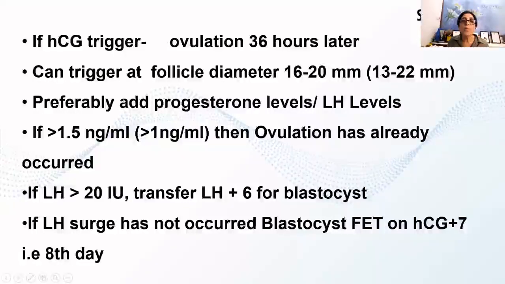It is, I would say, a must to add progesterone levels so that you know that ovulation has not started. Some may argue that a trilaminar endometrium is a good enough sign that ovulation has not occurred, but we have seen that ovulation means 1.5 to 2 nanograms, and at that point of time, the endometrium may still be trilaminar. So it is always better to add progesterone levels when you are timing your frozen embryo transfer.